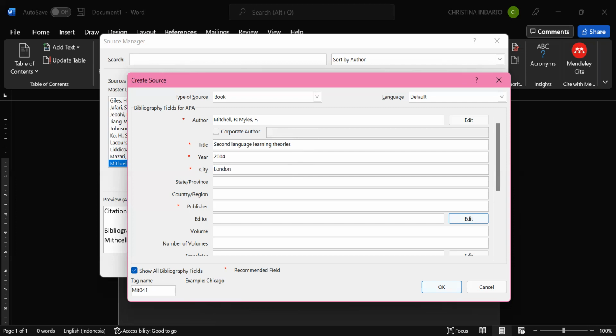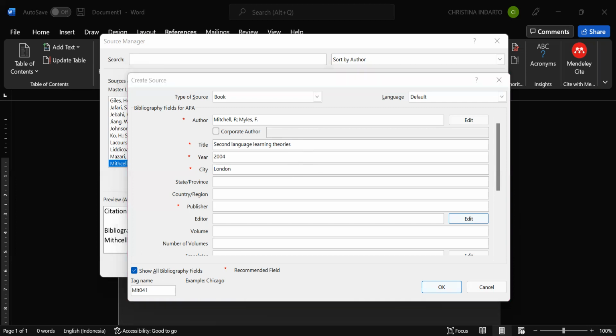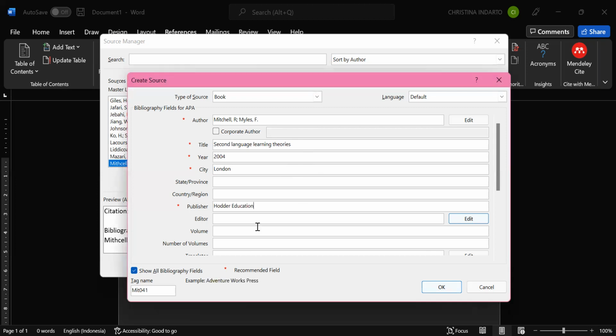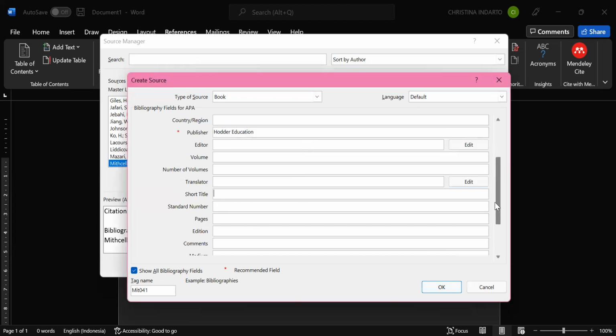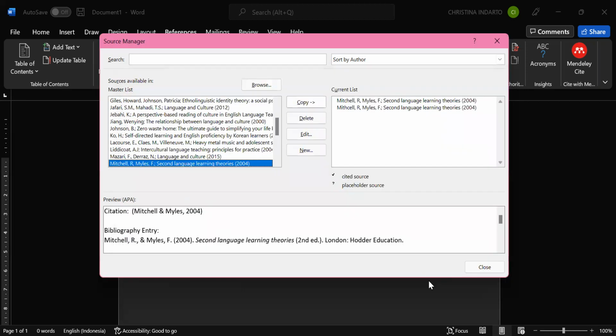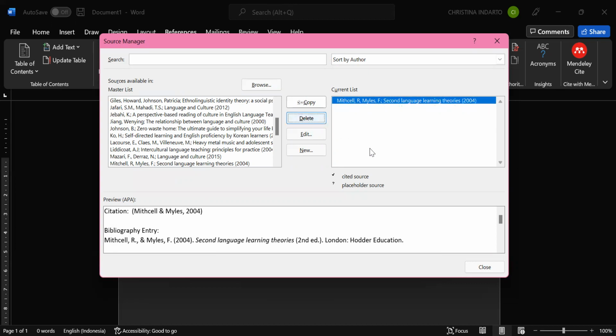Oh, you might be wondering, why do I write 2004? Because this is the second edition, and the second edition was published in Great Britain in 2004. And this is the publisher, Hodder Education. And I say this is the second edition, so you just write that. Ta-da!